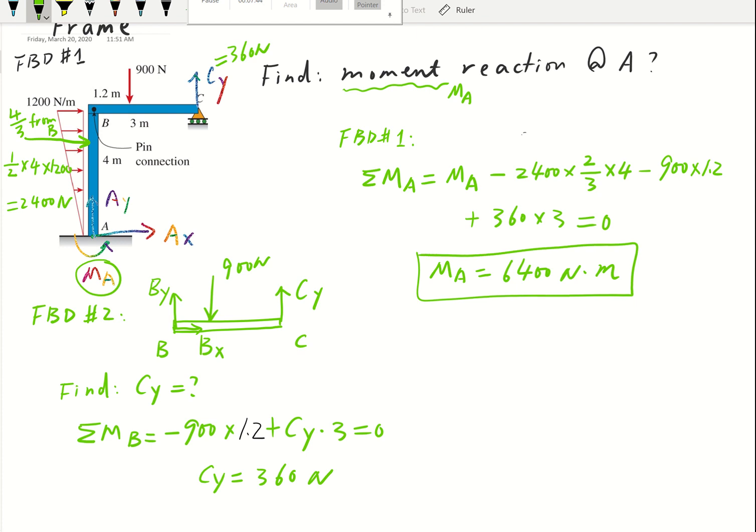So this is a quick recap on frames. Make sure for frames you can look at the entire structure or individual FBD itself.